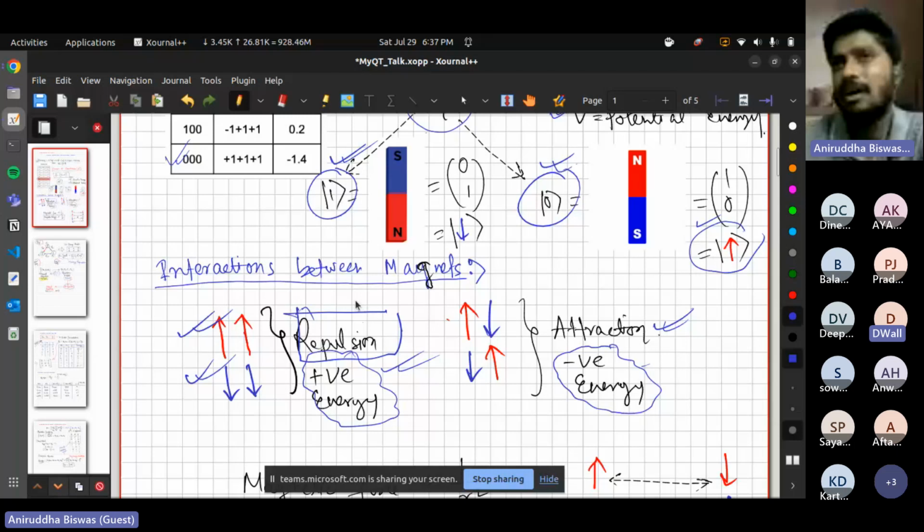Hey, I think I lost the session. Team, hello. Aniruddha may be facing some problem due to power fluctuation. Let us wait a few more minutes while he is joining.